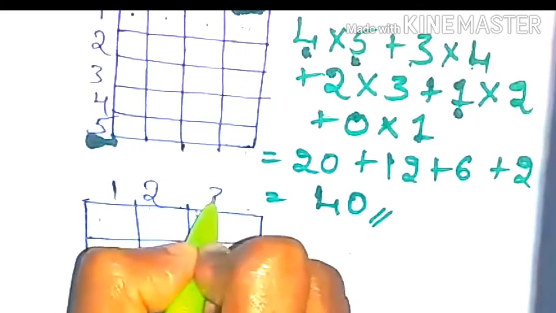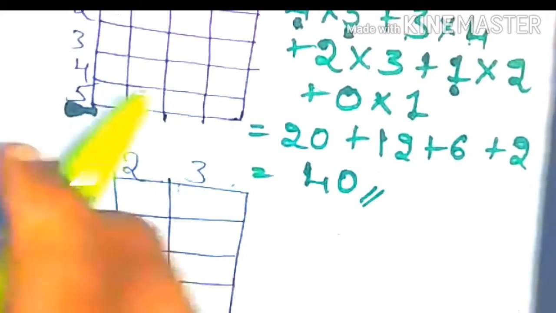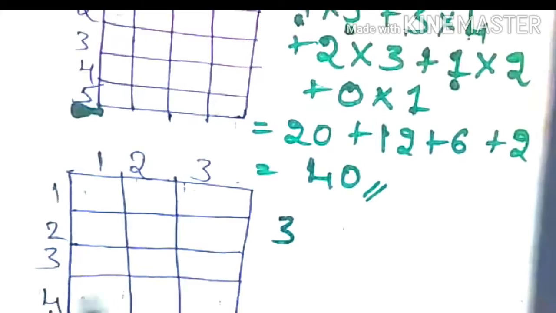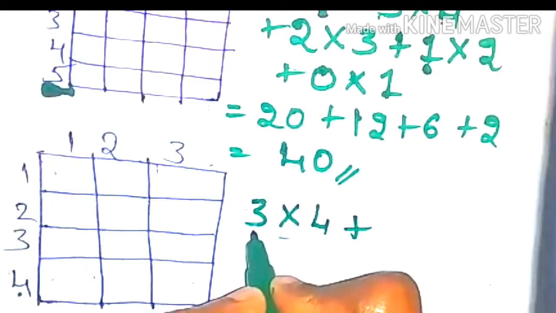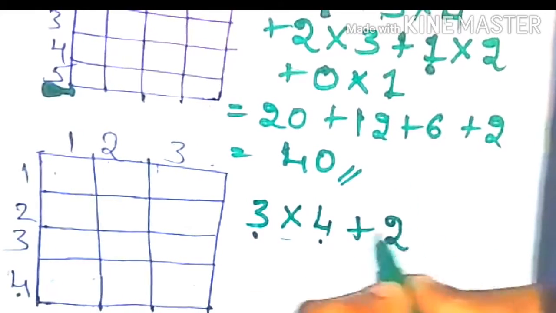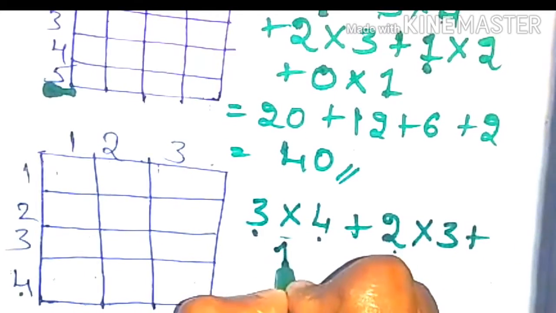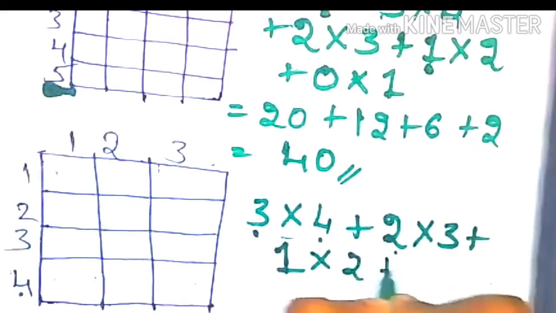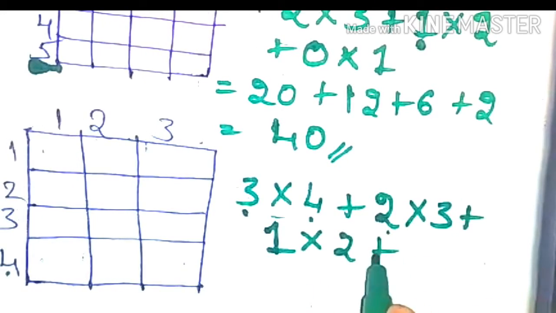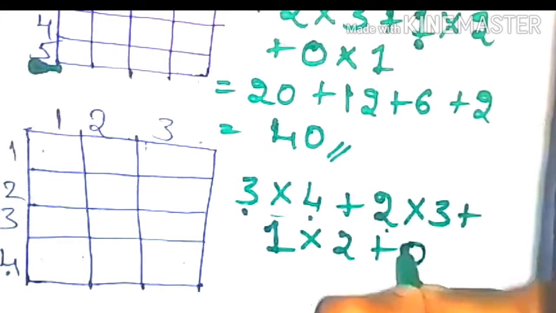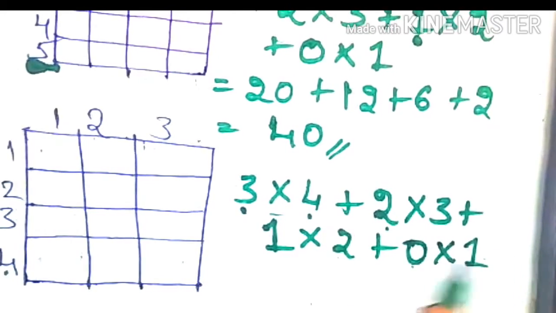See, 1, 2, 3 and 1, 2, 3, 4, right? Here how many columns are there? 3 columns. How many rows? 4 rows. Now from these only we have to subtract 1. From 3 subtract 1, we get 2. From 4 subtract 1, we get 3. Next, from 2 subtract 1, that is 1. From 3 it is 2. Shall we do for the next? No. Why? Because if we subtract 1 from 1 we get 0, and from 2 it is 1, and 0 into 1 is 0, so no need of doing that.